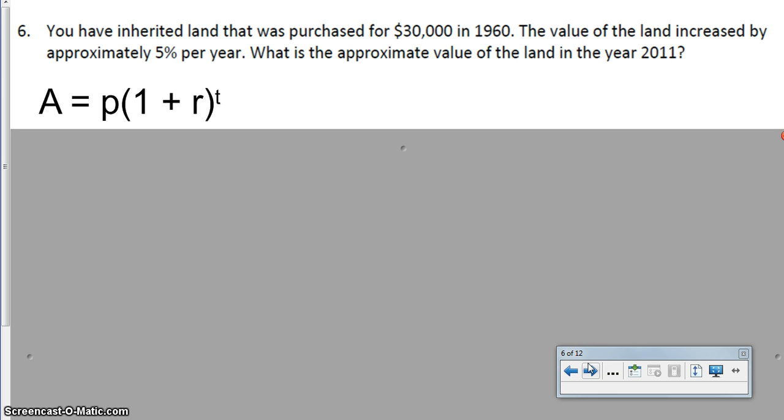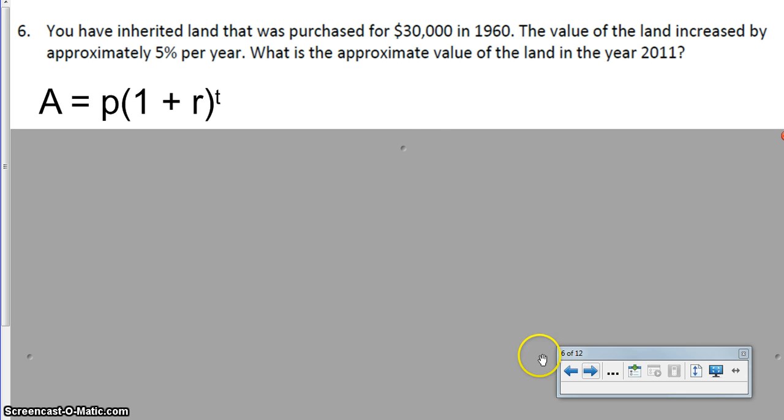What about this one? Hopefully you realize that your land value is going to be great. But if you purchased it in 1960, you'd be as old as Mrs. Rose. But since you're not, you inherited that land that was purchased in 1960. The value of the land increased by approximately 5% each year. What is the approximate value of the land in the year 2011?